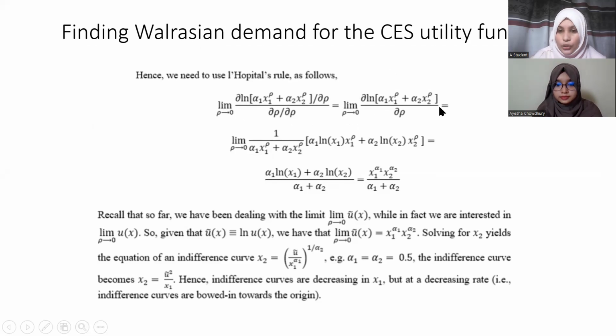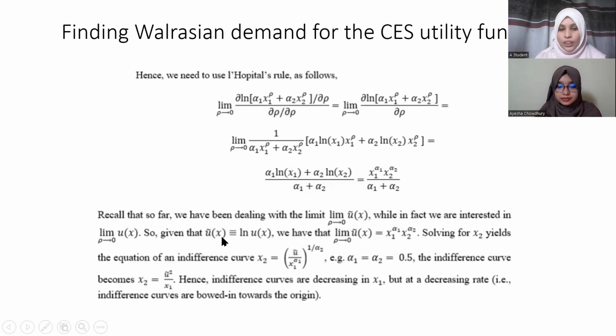Hence, the differentiation goes on to this final result: x1 to the power alpha 1 times x2 to the power alpha 2 divided by alpha 1 plus alpha 2. It is a very long equation, but we have to use L'Hopital's rule to understand this whole problem. So we can recall that so far we have been dealing with the limit of u tilde of x as rho tends to 0, while in fact we are interested in the limit of u of x as rho tends to 0.